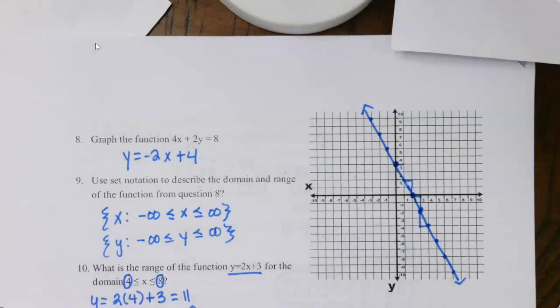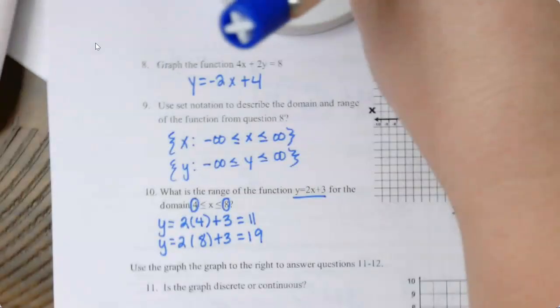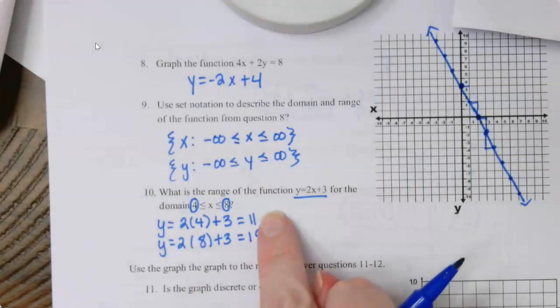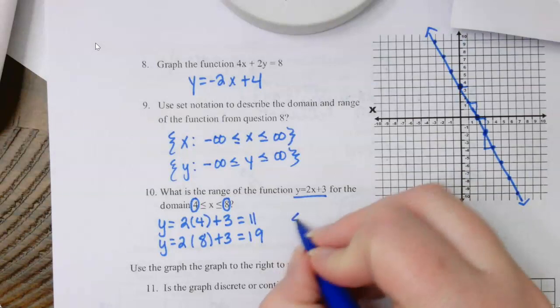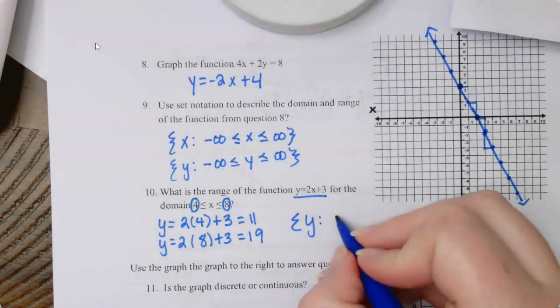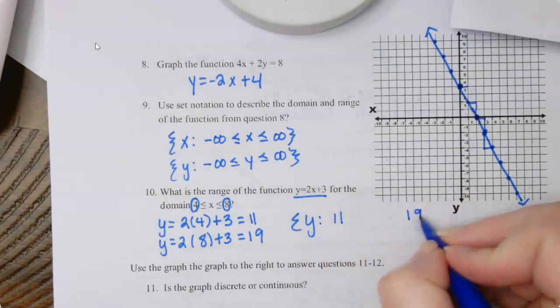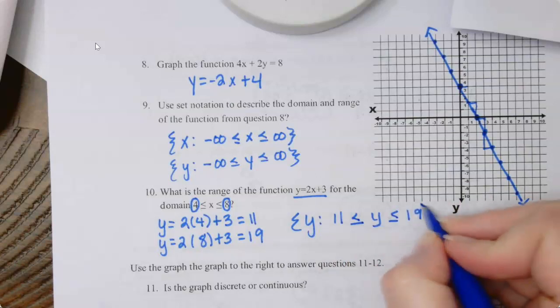So that means when the domain is between 4 and 8, your range is going to be between 11 and 19. To put that in set notation, y, your range values, is between 11 and 19. Okay.